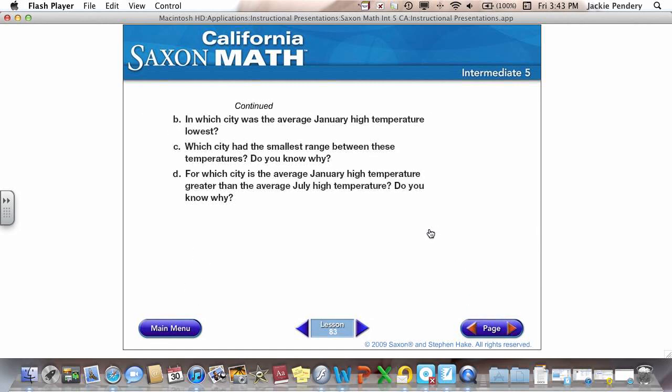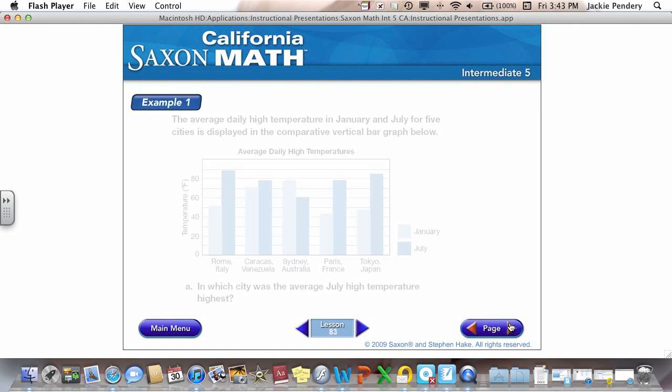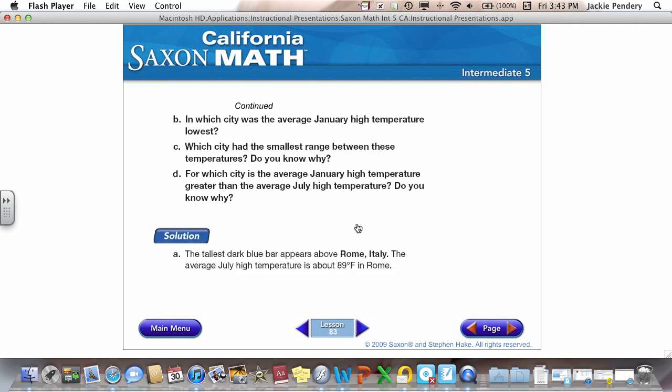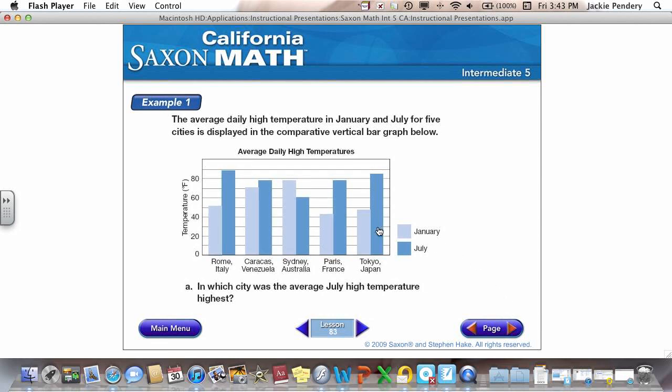Okay, question B. In which city was the average January high temperature the lowest? So if we go back to the graph, we are looking for the January temperature. Oh, sorry. The average January temperature that was the lowest. And here we see that Paris has the lowest January temperature.